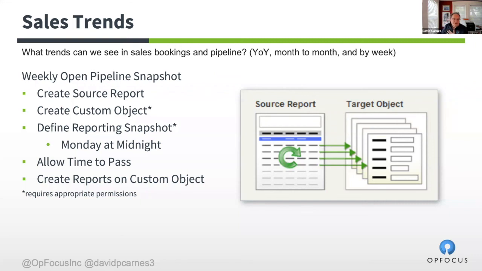Okay, so to create the custom object, it's either an admin or somebody with appropriate permissions, and also to define the reporting snapshot requires either that somebody be a system administrator or have appropriate permissions given to them.